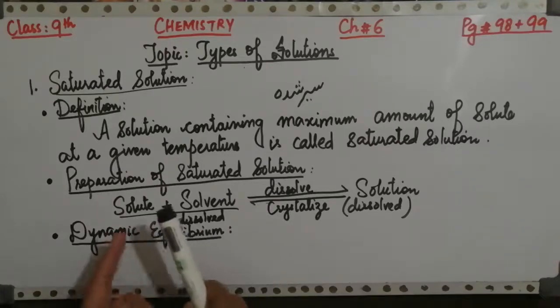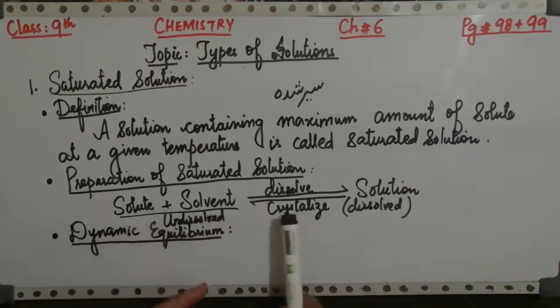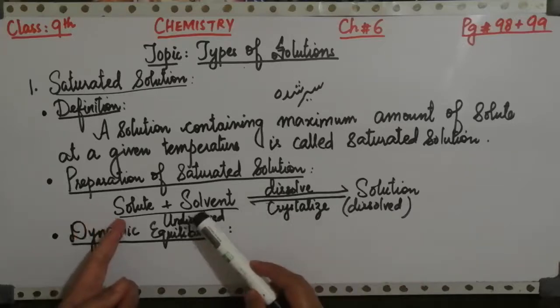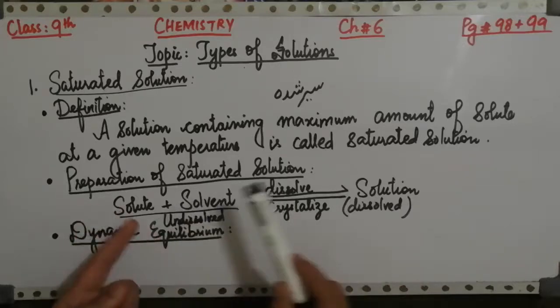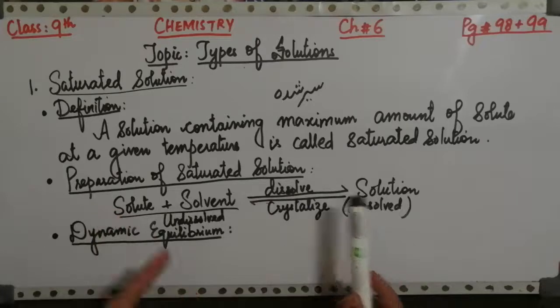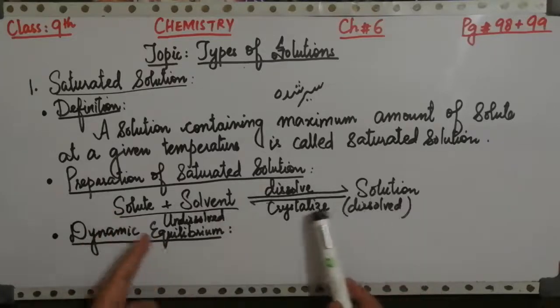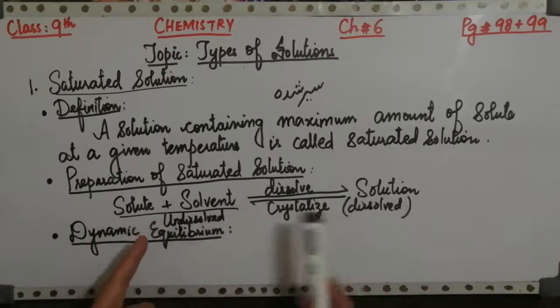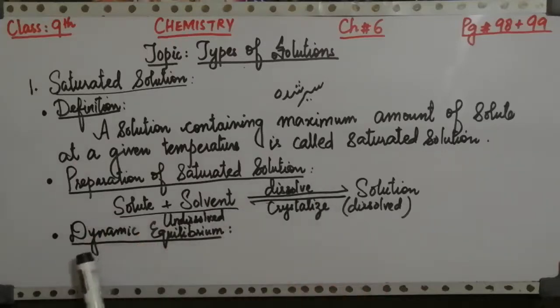So when solute plus solvent equals the solution, then at this stage the solution can also be changed back into the solute plus solvent again. So if both processes, that is the forward and the reverse processes, are taking place at the same rate but in opposite directions, they will be called dynamic equilibrium.